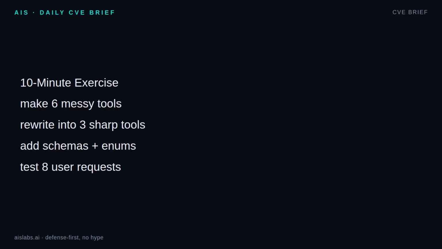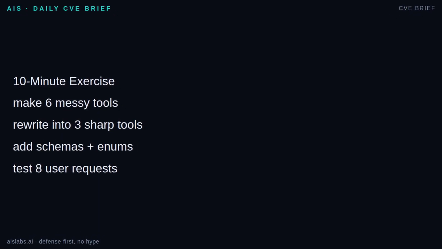Try this safely on your own machine. You do not need a real provider call. Write 6 fake tools for a notes app: helper, search, update, manage, get, and action. Give them vague one-line descriptions. Then rewrite them into 3 sharp tools: search notes, create note, and update note title. For each one, write a name, a 3-sentence description, and a schema with required fields. Add an enum where it helps, maybe search scope: title, body, or both. Now write 8 user requests and decide which tool should be called, or no tool. If you cannot decide consistently, the model probably will not either.